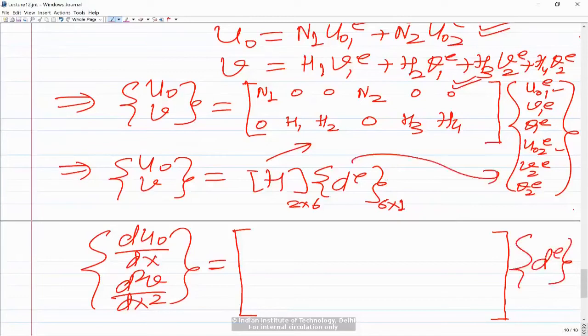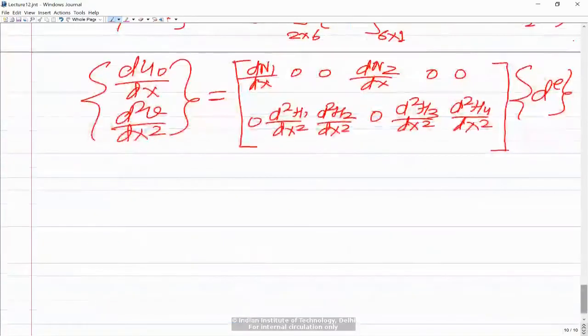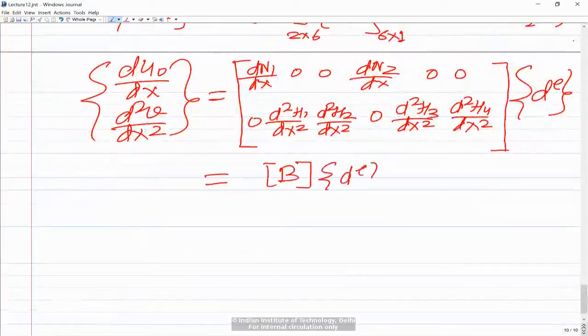So du naught by dx is dn1 by dx. So in the matrix we will have dn1 by dx, 0, 0, dn2 by dx, and then again 0, 0. Then d2v by dx square would be in terms of the derivatives of h1 to h4. So now we will have 0, and then d2 h1 by dx square, d2 h2 by dx square, then 0, d2 h3 by dx square, and d2 h4 by dx square. Now we call this the strain displacement matrix. So we put here b into de. So b is this, and you see it is a 2 by 6 and this is 6 by 1.